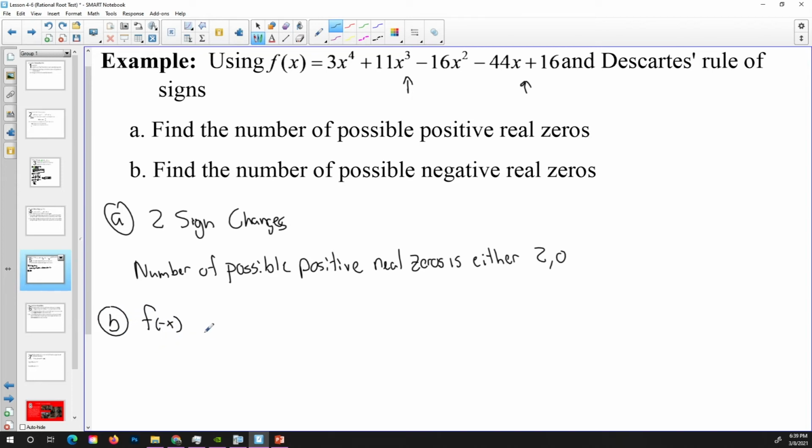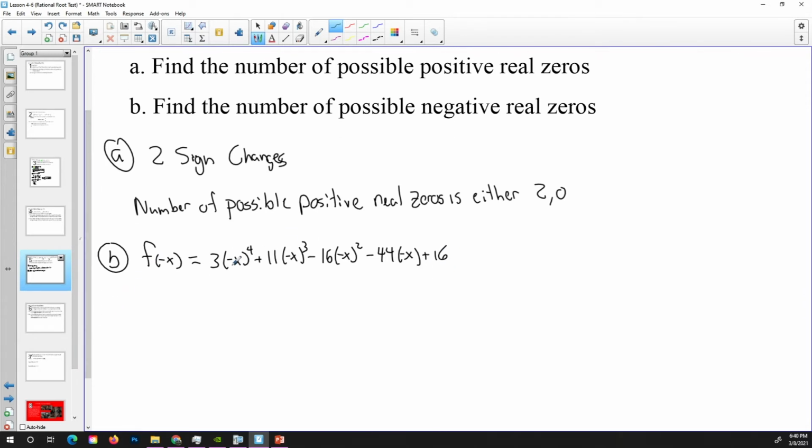So I have to plug that in. So let's do that. I got 3 times -x to the 4th plus 11 times -x to the 3rd minus 16 times -x squared minus 44 times -x plus 16. All right. So the reason that you have to plug in -x is because if you take a negative to the 4th power, or an even power for that matter, squared too is going to work. Negative times itself 4 times, or negative times itself twice, is going to be a positive number. So this term is not going to change even though I plugged in -x.